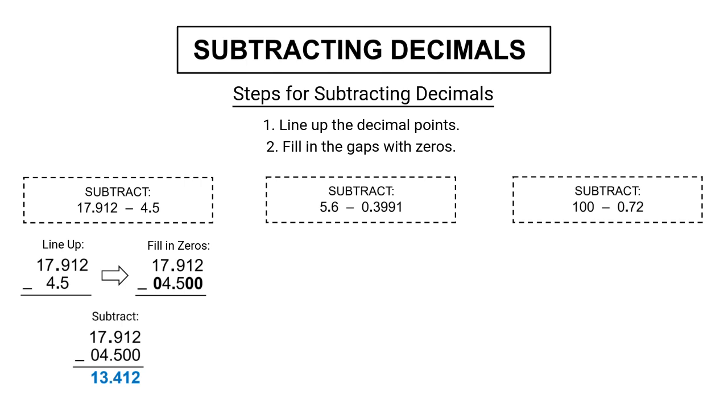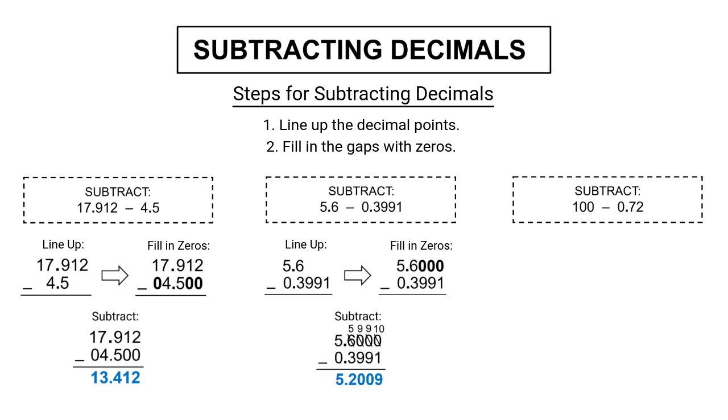Looking at the second problem, once again, you line up your decimal points, fill in your gaps with zeros, and subtract. Now, unlike addition, where it is optional to put in zeros, with subtraction, you have to put in your zeros, otherwise you won't know when to borrow. And that's the answer for the second one.